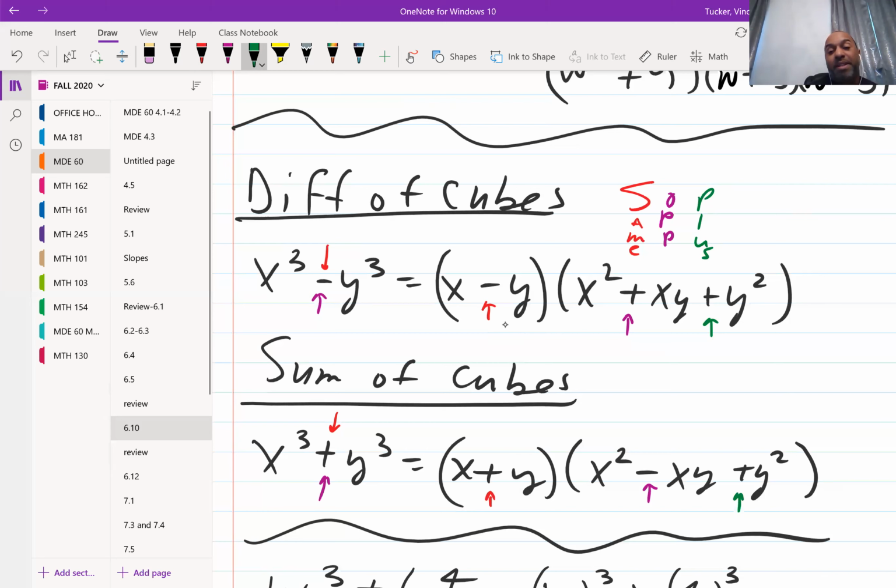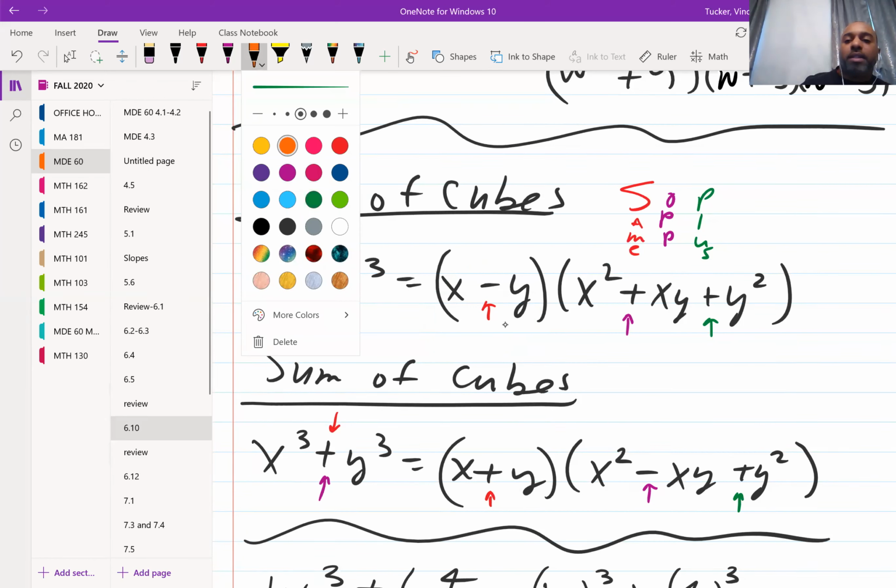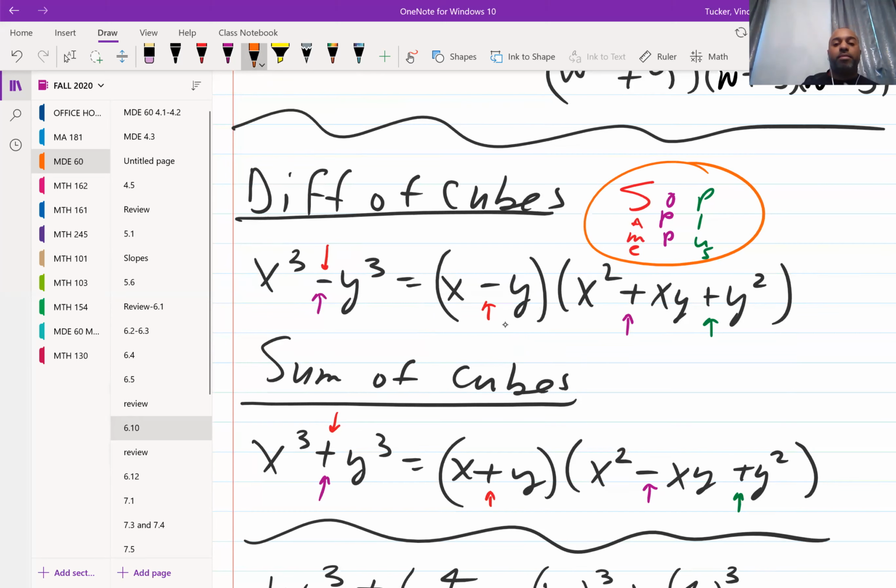All right. So the main thing, like I said, they don't have anything for the letters, though. You just have to remember X, XY, X squared, XY, Y squared. You have to remember that. But then after that, if you can remember, like I said, same, opposite, plus, that's how you hold on to the signs.